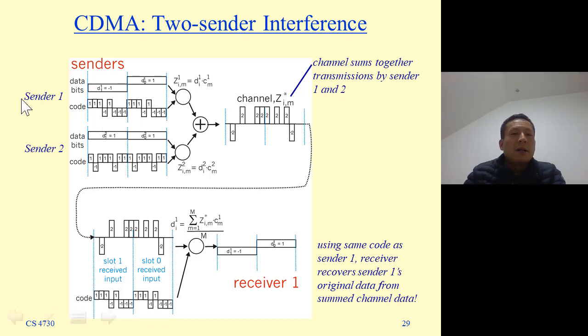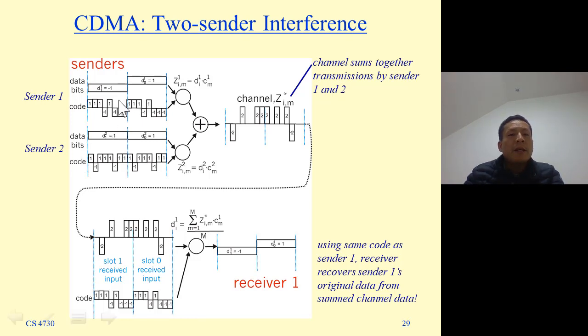Right here in this graph you can see the chipping sequence for sender 1. It is 1, 1, 1, -1, 1, -1, 1, -1, -1. For sender 2, you can see it's quite a different chipping sequence. It's totally different from the one we use for sender 1.